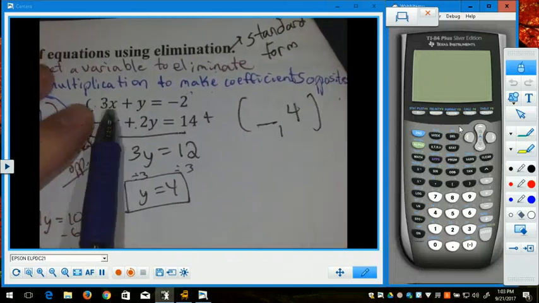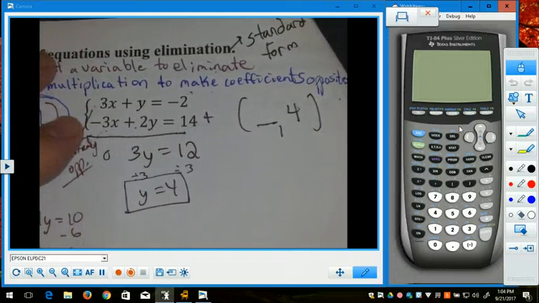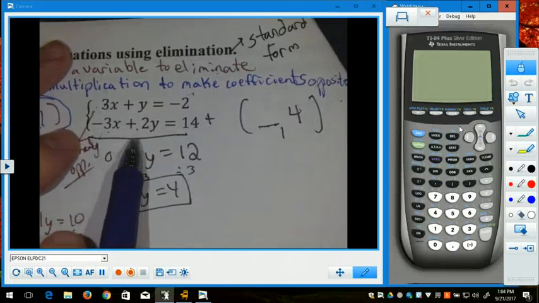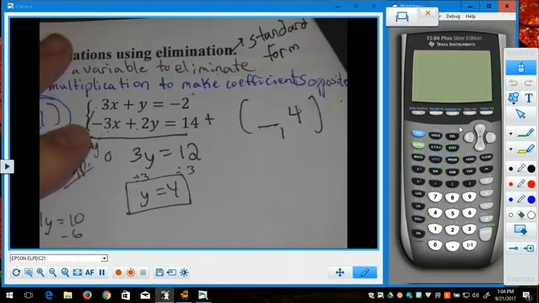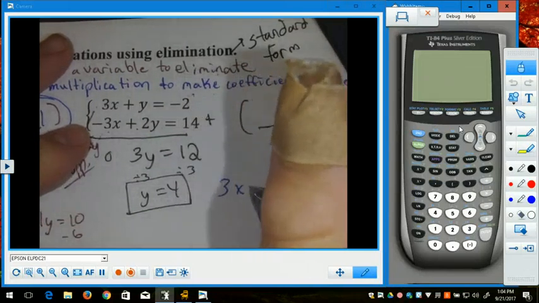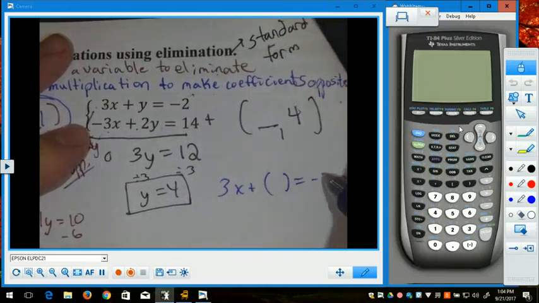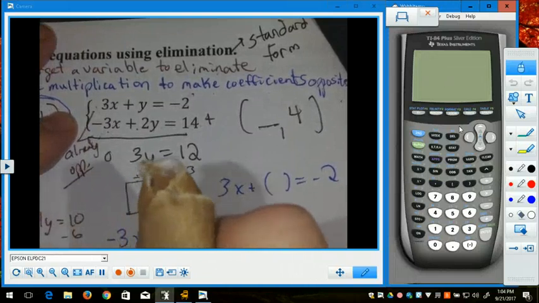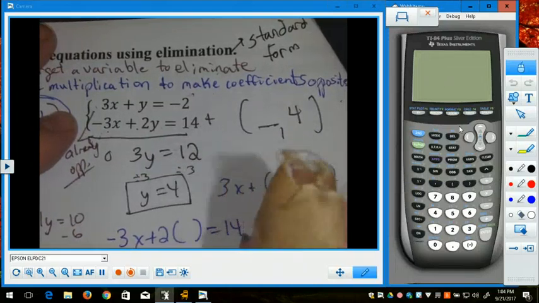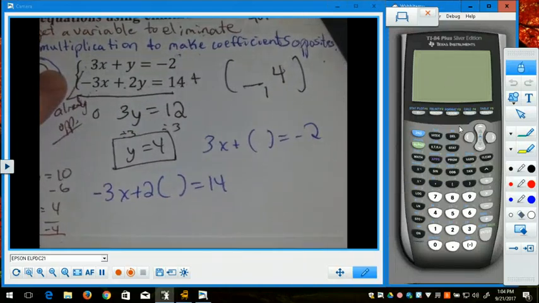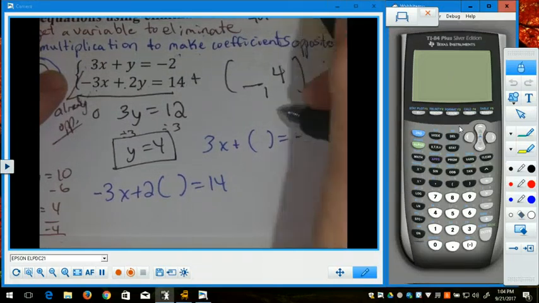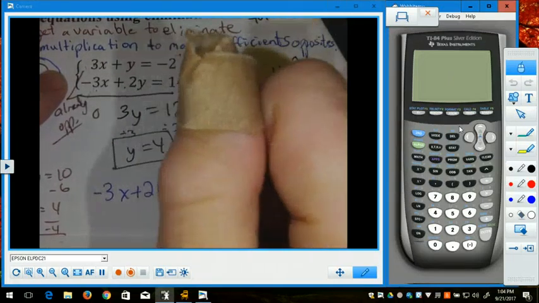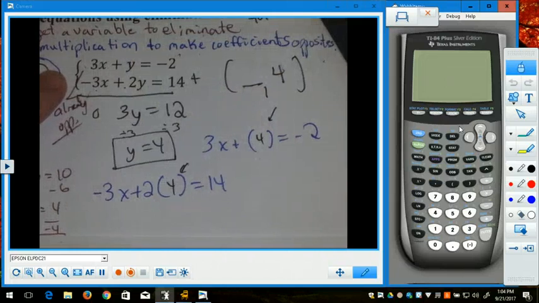To do this, I'm going to rewrite these equations. Really, I only need to do one, but we're doing both to make sure we didn't make any mistakes, to make sure that we get the same answer for both of them. 3x plus y equals -2. And the other one is -3x plus 2y equals 14. So I'm going to take my 4 for y, and I'm going to plug it in. And now I should get the same answer for both x's.